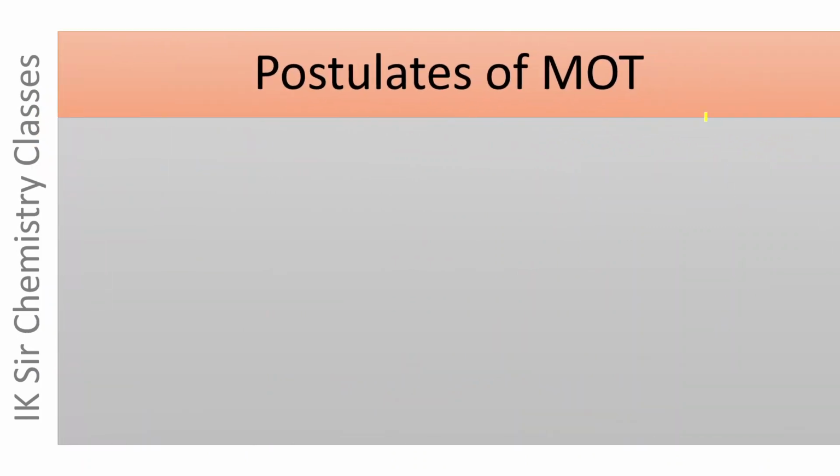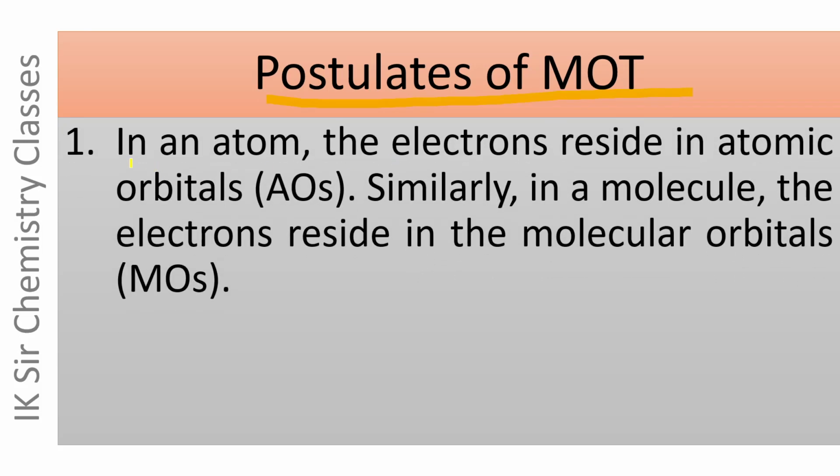Let us see first of all the postulates of molecular orbital theory. In an atom, the electrons reside in atomic orbitals. Similarly, in a molecule, the electrons reside in the molecular orbitals. It means in atom, electrons are present in atomic orbitals, while in the molecule, the electrons are present in molecular orbitals.